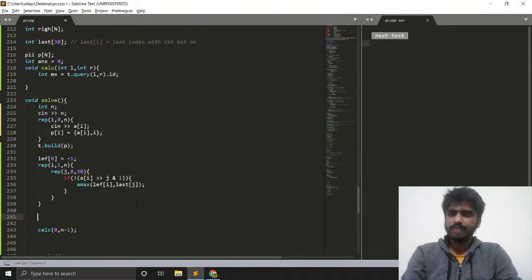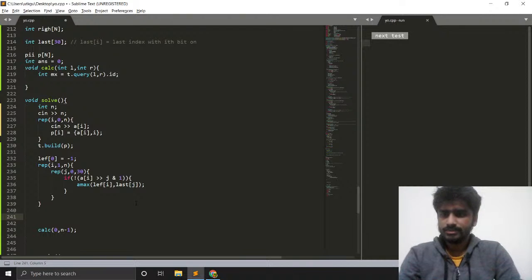This will store the left values correctly. Now I need to store the right values correctly.